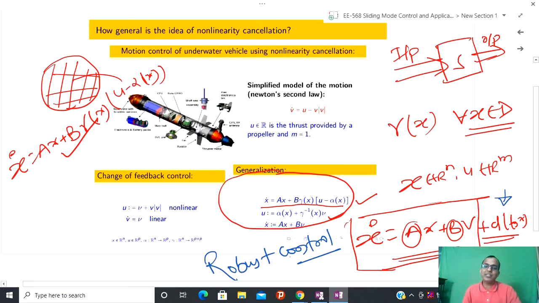Anyone has confusion on this? And here I have written x belongs to Rn, u belongs to Rp, and alpha maps from Rn to Rp, just for the dimension. So I am assuming that this system has p number of controls and n number of states. So this strategy is also true for the multi-input, multi-output case. Anyone has confusion why a robust control technique is required, even if I get exact feedback linearization, because most of the time this term is not well defined, not known.